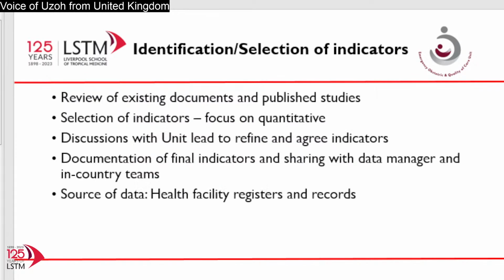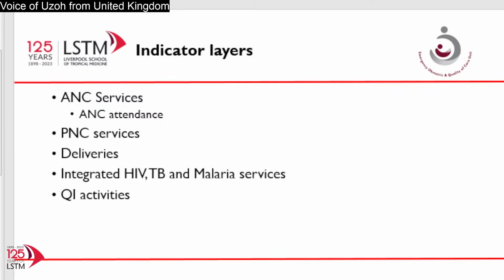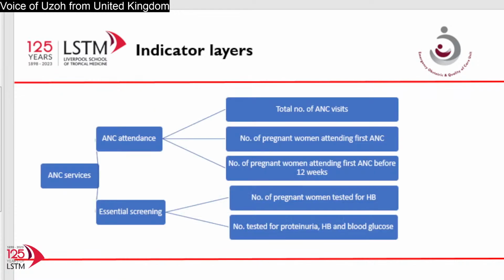There are several layers of indicators we are looking at. So we're looking at the ANC services, PNC services, deliveries, indicators around integrated HIV, TB, and malaria services, and then quality improvement activities. And just to show you more extensively, the indicators we looked at, as far as ANC attendance was concerned, were total numbers of ANC visits, number of pregnant women attending first ANC, number of pregnant women attending first ANC before 12 weeks. And for essential screening, we looked at number of pregnant women tested for hemoglobin and the numbers that were tested for proteinuria, hemoglobin, and blood glucose combined.